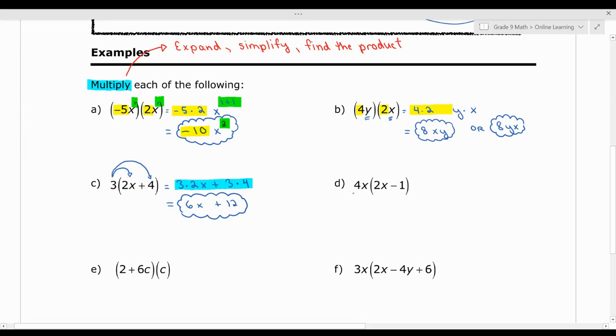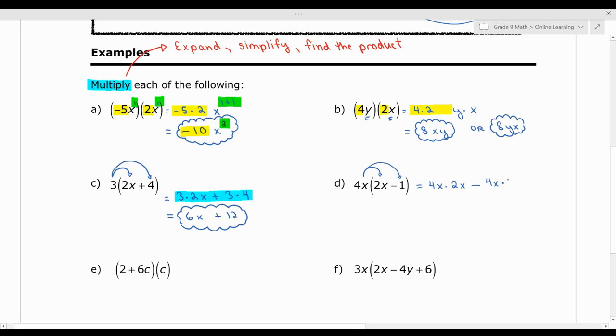Okay, so question D. This time you have a monomial, again, timesing by a binomial. So we are going to have to distribute this 4x throughout the brackets. I'm not really sure what happened to this piece right here, kind of jumped around. So we're going to go 4x times 2x. So I'll show the work one last time for this. So 4x times 2x. And then whatever this sign is going to stay. So I'll just put the minus. And then I'm going to go 4x times the 1. So 4x times 1.